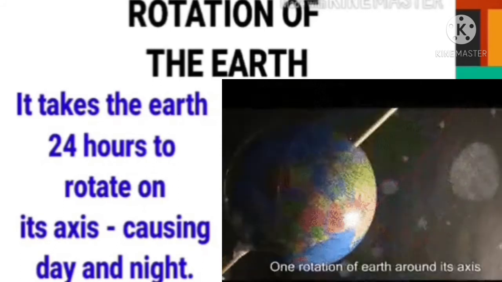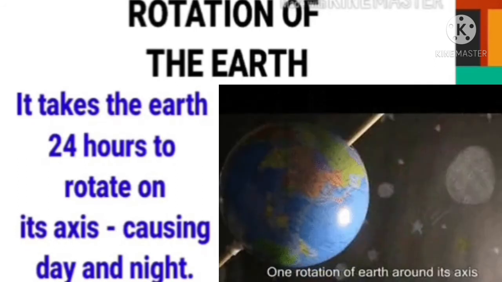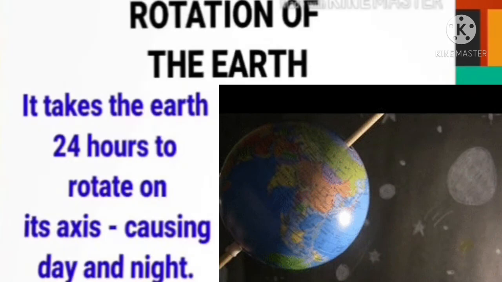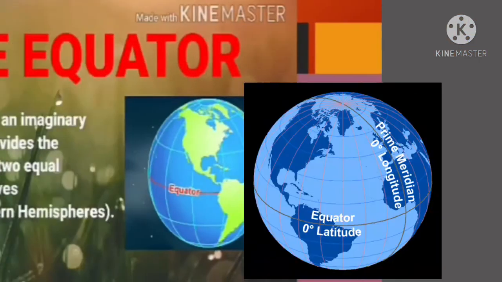But it takes the Earth 365 days to go around the sun. I hope you are understanding what we are talking about.